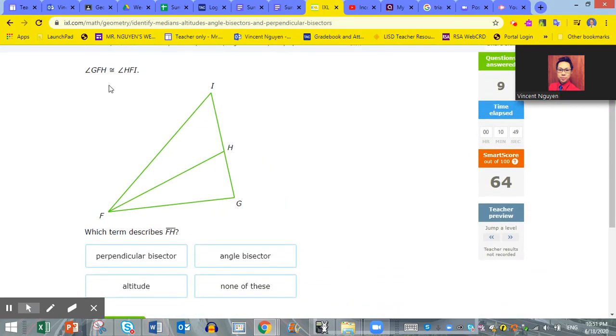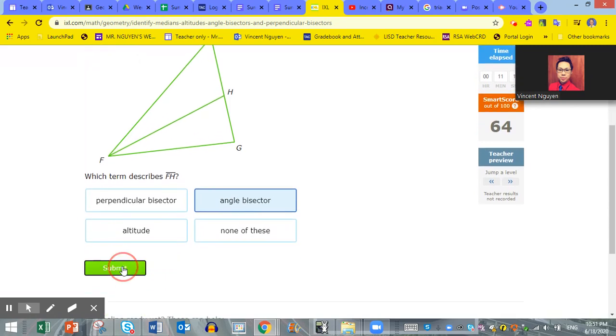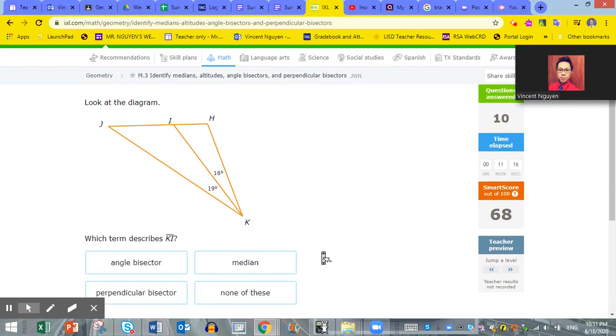All right, here we go. Here they're telling you GFH, this one angle over here, the little one over here, is congruent to HFI, which means this one over here. So if these two are congruent, which means segment FH must have cut that angle in half. So I'm going to say that's an angle bisector. Submit.